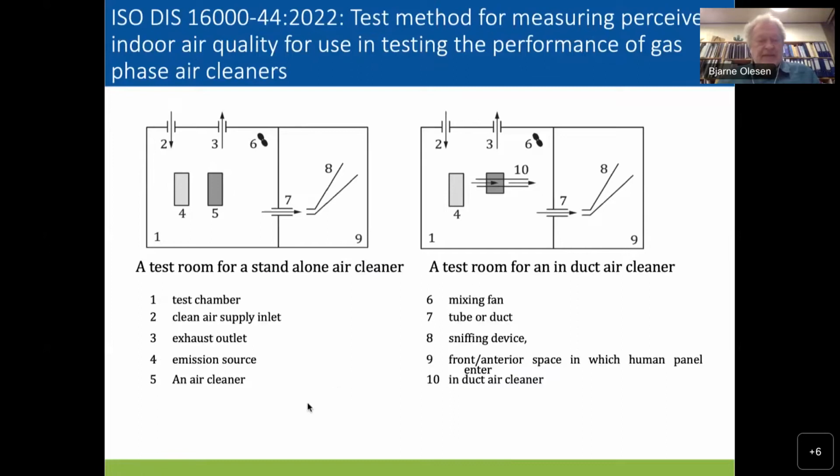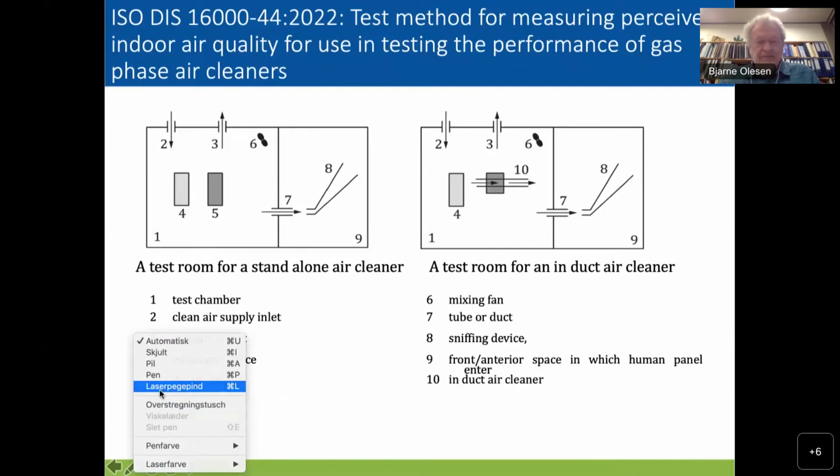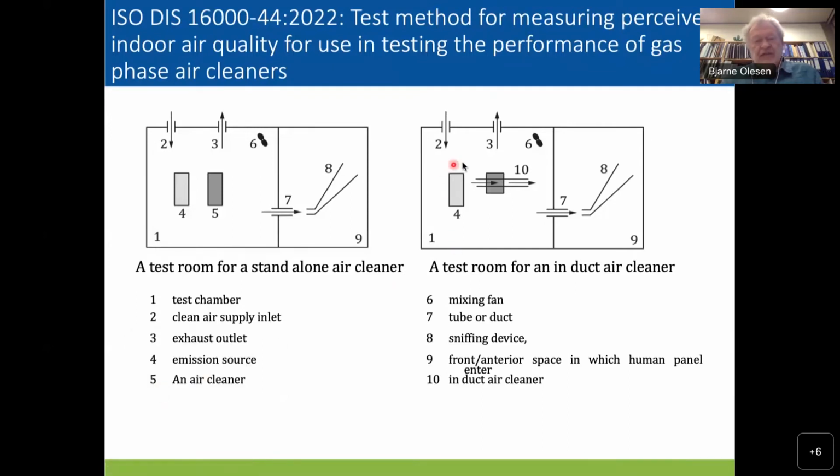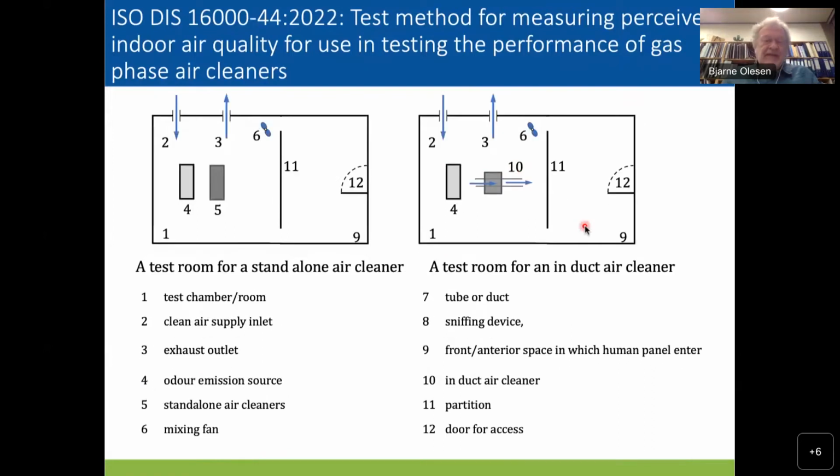And basically the setup is on the left-hand side, where you have a test room for standalone air cleaners where you take out the air, and subjects then evaluate the air quality through this funnel. You could also have a ducting where the air is going through the air cleaner, or recirculating through the air cleaner in the ducts. So this is one setup, but we ask also to have a setup where people come into the space and evaluate.